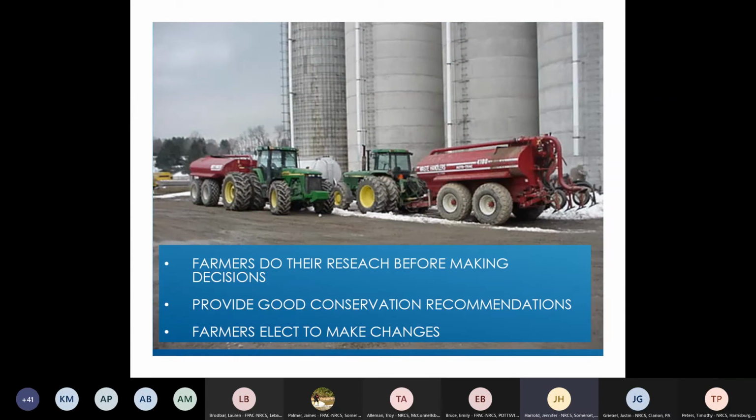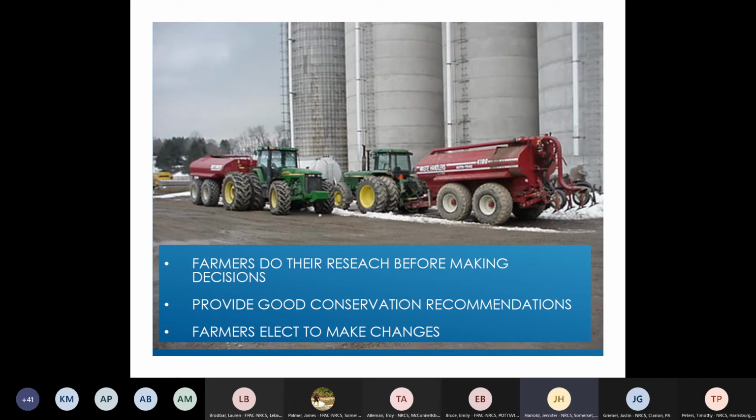Farmers do research before making decisions. I don't know if anybody knows JB, my husband, the grazing specialist, but he's always looking stuff up. My son, he's got the itch for farming as well. You get the Fastline, it's like a sales magazine for equipment, and they're always looking at different equipment. How much does it cost? What would be better? So they do their homework. And you need to provide good information so they can make good conservation decisions based on what we recommend.